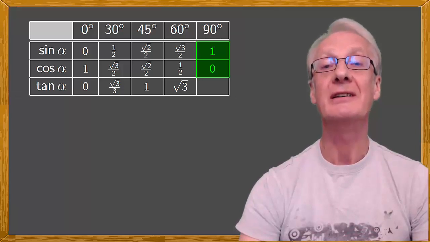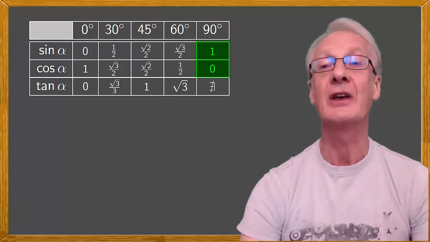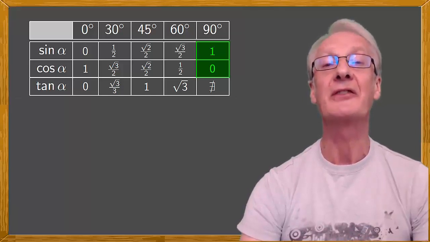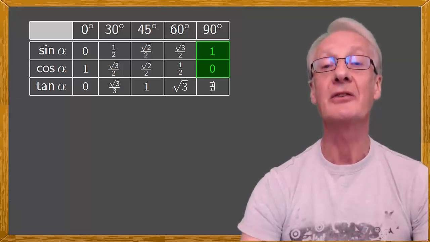So the value of tan 90 is undefined, even though you might be tempted to think that it's infinite. More correct to say that the value of tan x tends to infinity as x tends to 90 degrees. But we'll explore this idea further in another video when we look at the topic of limits.